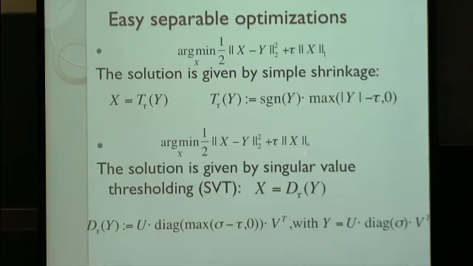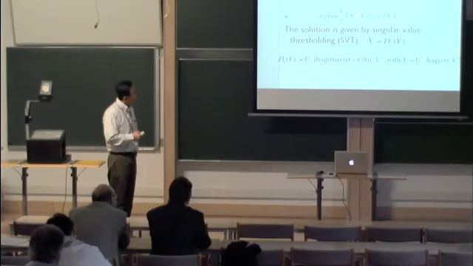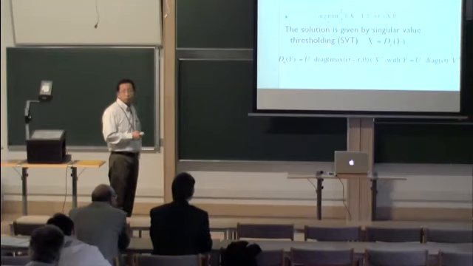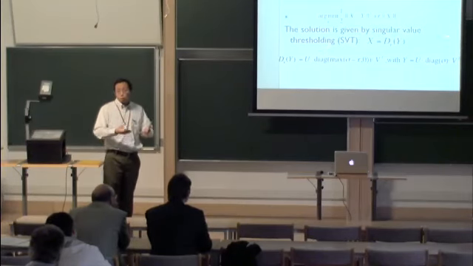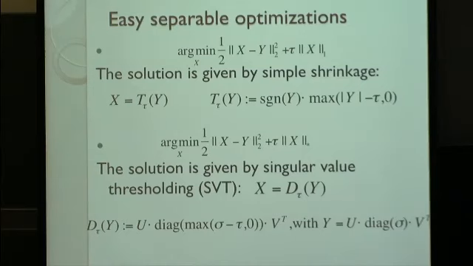Even for this nuclear norm with Frobenius norm or L2 norm, it's also very easy. You just do singular value thresholding. To do this, the most costly part is you have to do singular value decomposition. And then after doing that, you just threshold the singular values, retain those singular values bigger than tau, and replace the others by 0, and that's the matrix that minimizes this.